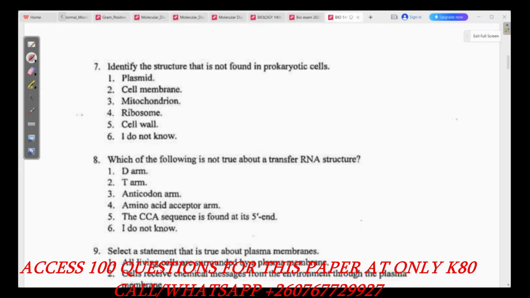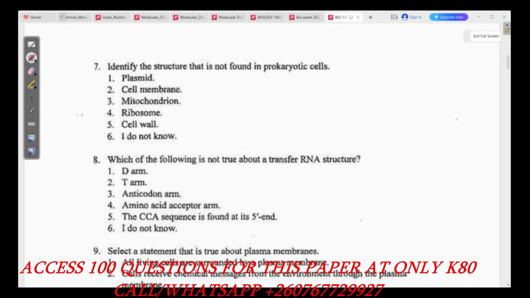Cell membrane. All living organisms have got cell membrane. Mitochondria. So earlier on we said that prokaryotic cells do not have mitochondria. Okay? So this is not found in a prokaryotic cell. Ribosomes, they all have. Cell wall. So prokaryotic cells do have cell wall. They have got a capsule and a cell wall, which prevents them from phagocytosis. So the structure that is not found in prokaryotic cells is mitochondria. Hence, the answer to this question is option 3.